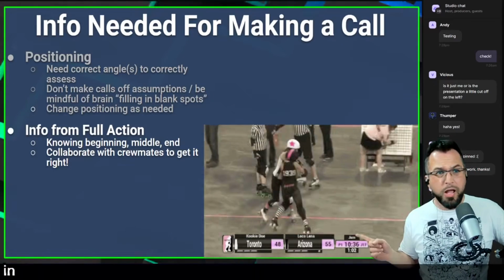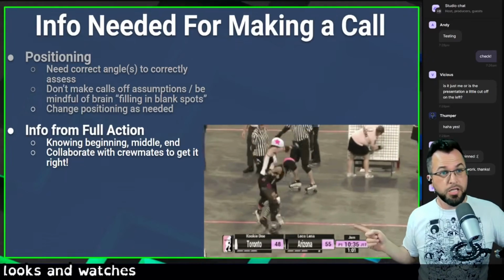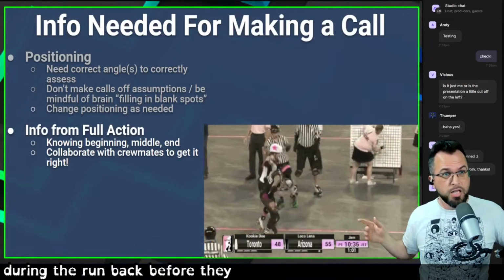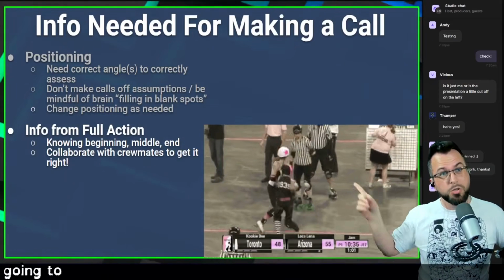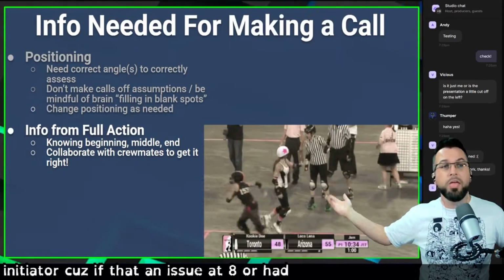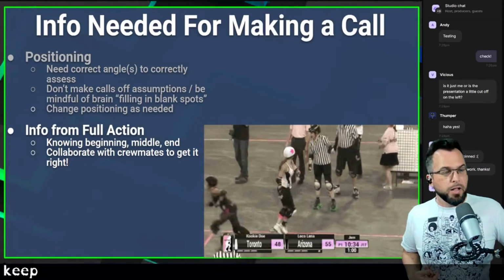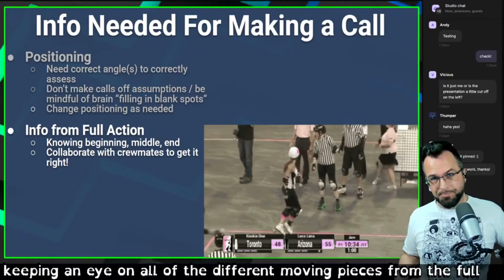In this photo, you can see the jam ref looks and watches the initiator to see if the initiator goes back during the run back before they call this cut. So they weren't only looking at their jammer to see if the jammer was going to come back in or not, they were also keeping an eye on the initiator, because if that initiator had gone out, then that jammer would not have gotten a cut. So keeping an eye on all of the different moving pieces from the full action from start to finish.